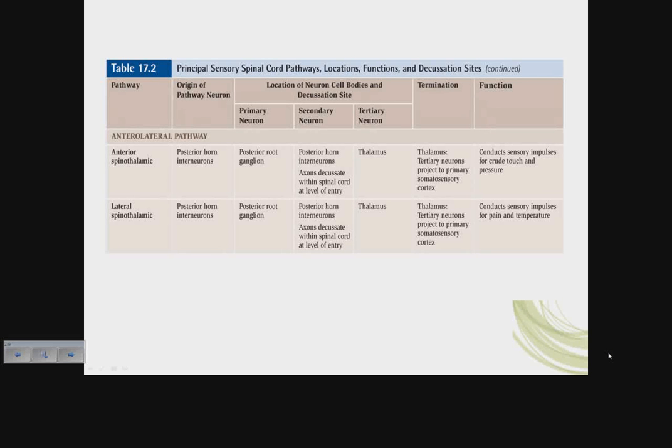So what should you know about the anterolateral spinothalamic tract, as it's called?